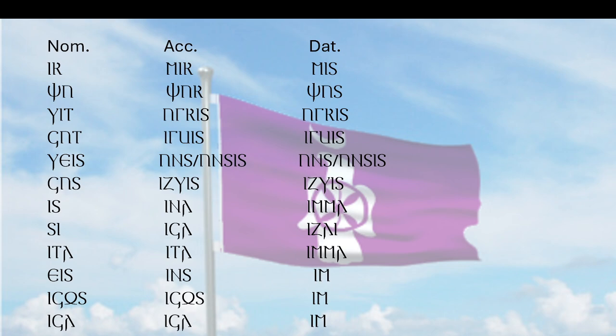Now something to notice, something to remark on, is that for the first and second person in the dual and the plural, or wit, jut, weis, and jus, its accusative case and dative case are the same. So unkis, unkis, igqis, igqis, uns or unsis, izwis, izwis.